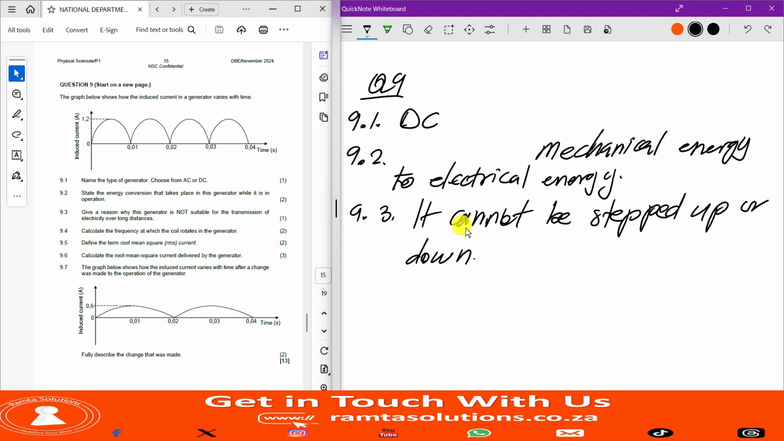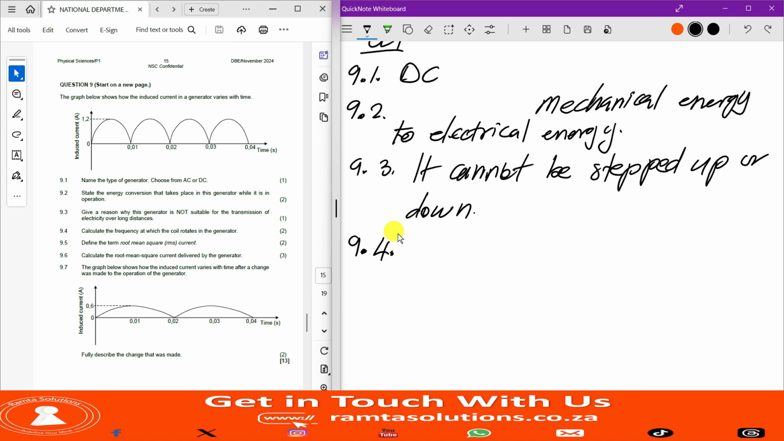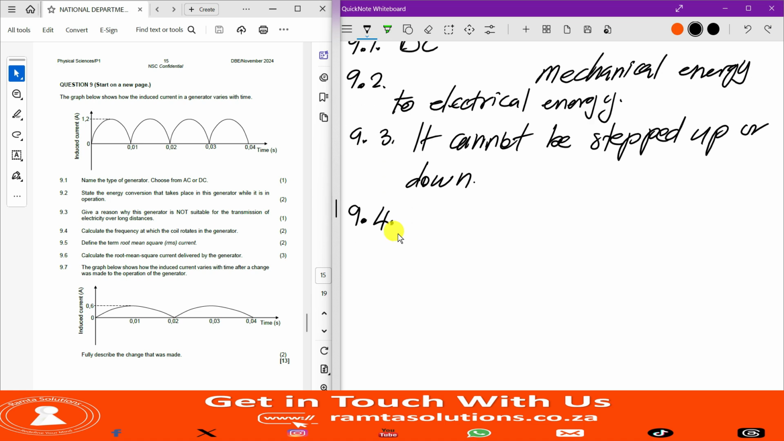All right, perfect. Now let's go to 9.4. Remember, for 9.3, before I proceed, there are many reasons. One of them is that it cannot be stepped up or stepped down, and the energy losses cannot be reduced. And generally, transformers do not use direct current.